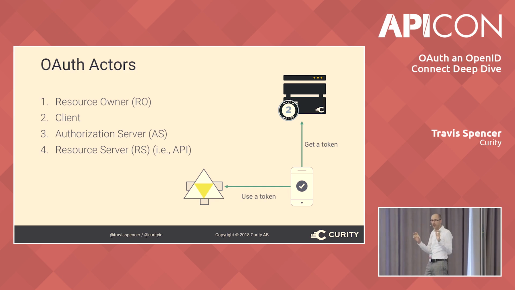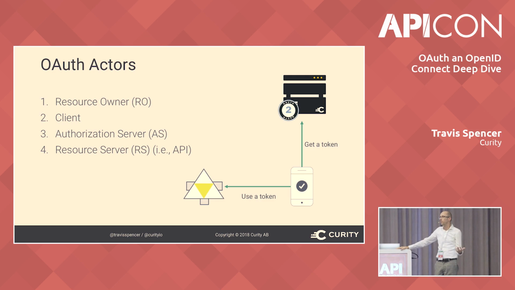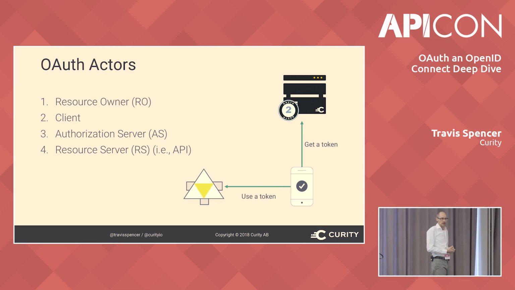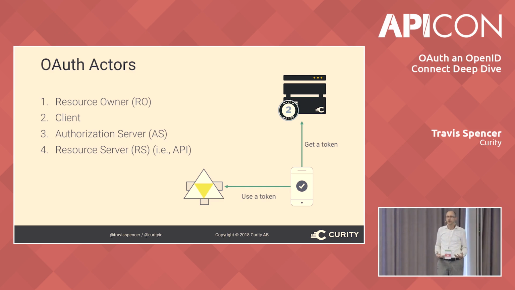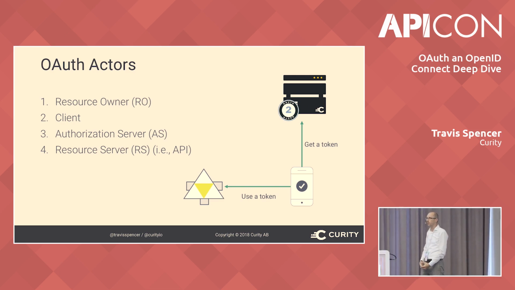And then there's the client, and this is the application. And the application is the one that wants to do things on behalf of the user. It can be a web application, it could be a mobile application. And then there's the authorization server, and this is the actual entity that is issuing tokens.